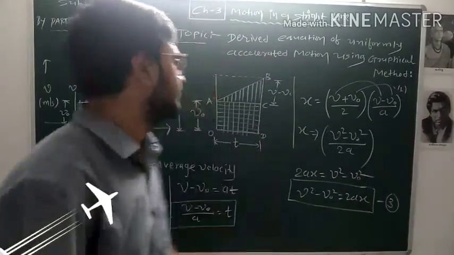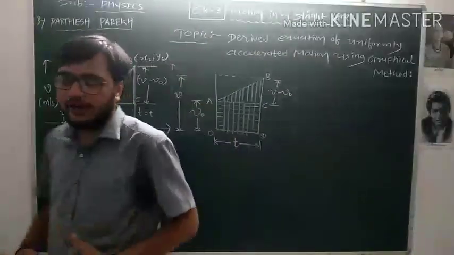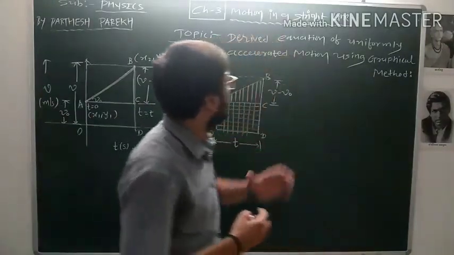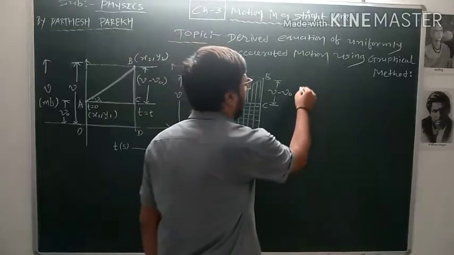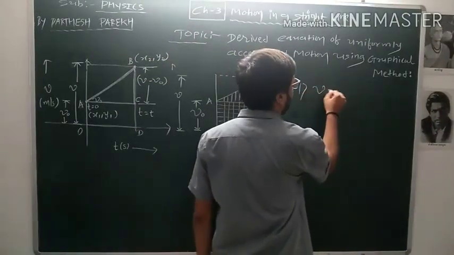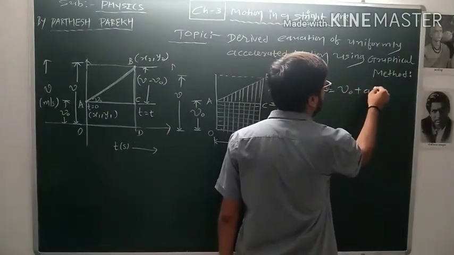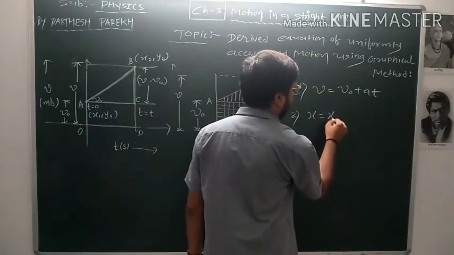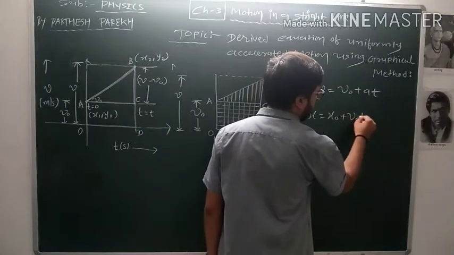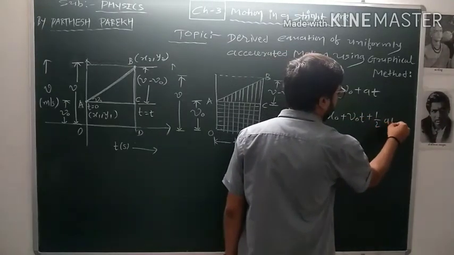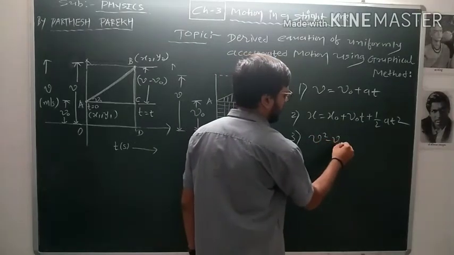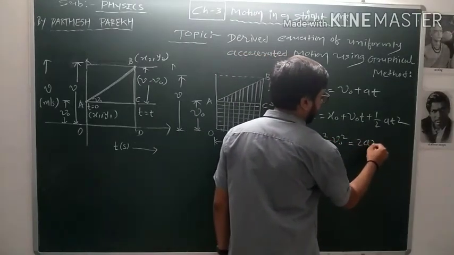Students, here we write all three formulas which we have derived for uniformly accelerated motion. The first formula is v equals v naught plus at. The second is x equals x naught plus v naught t plus half at square. The third one is v square minus v naught square equals 2ax.